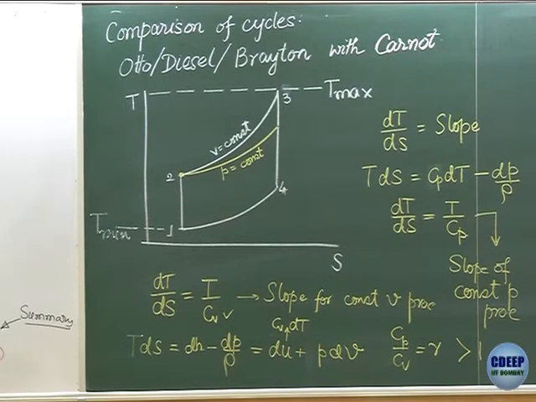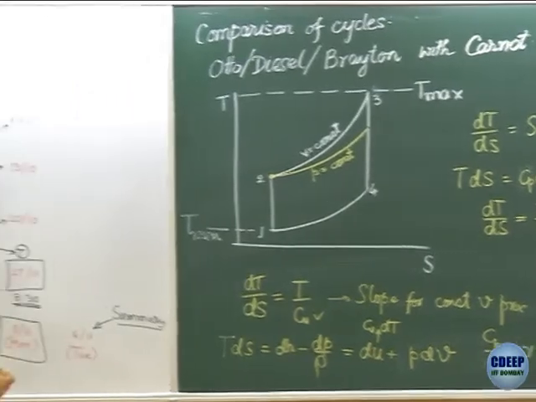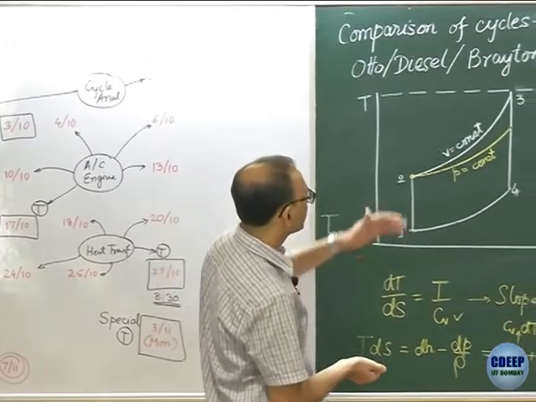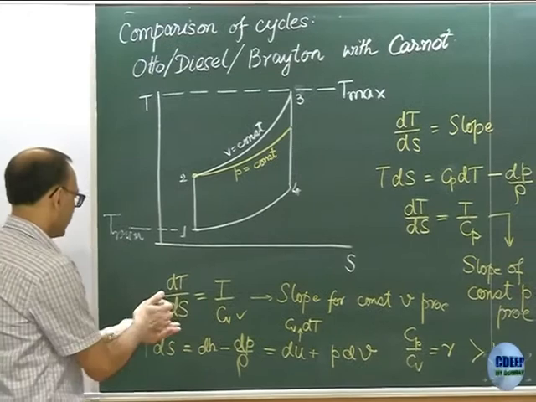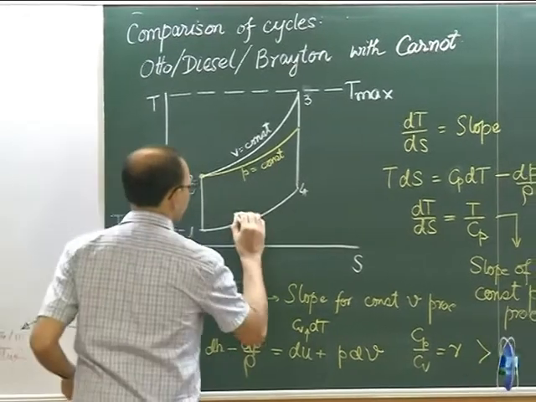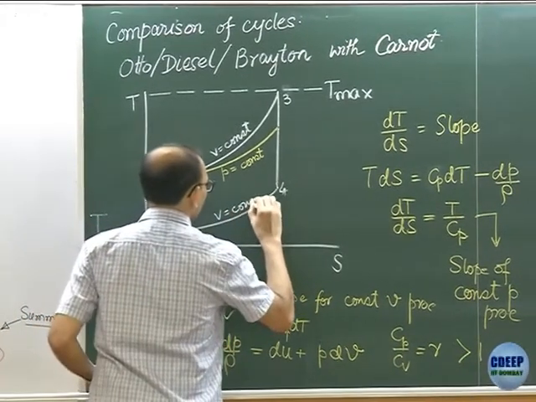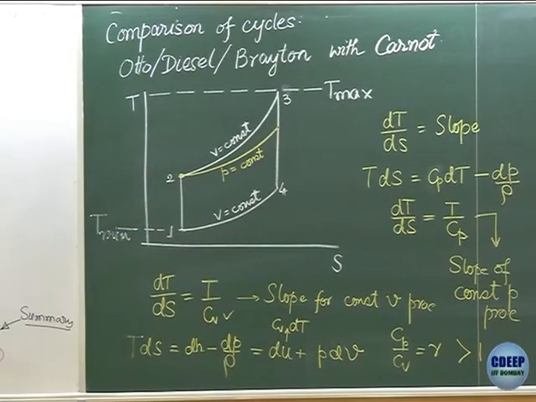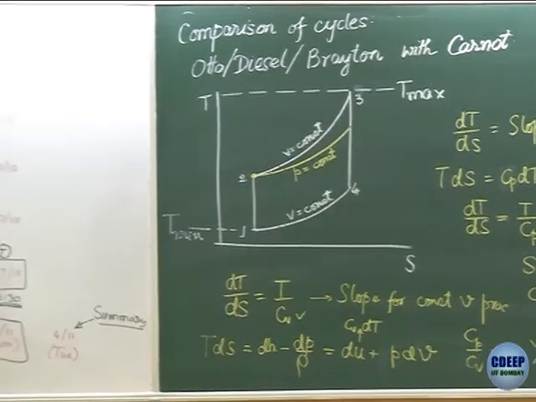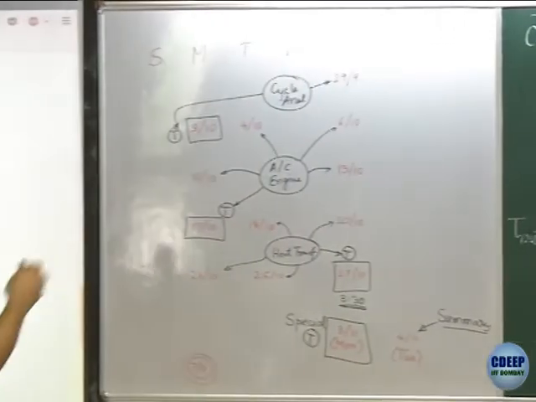If I extend this idea a little further, can I say that, okay, let's look at these two lines. There are two constant volume lines. Will they be parallel? Will they be converging, or would they be diverging, starting from left to right?